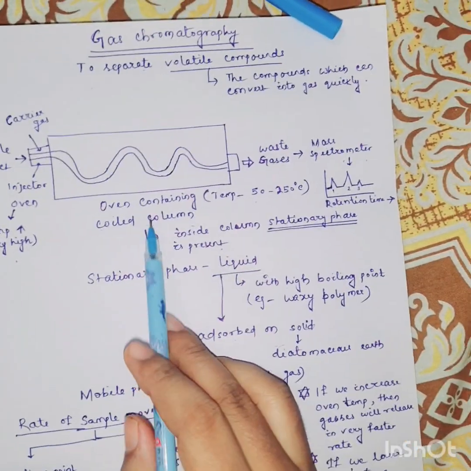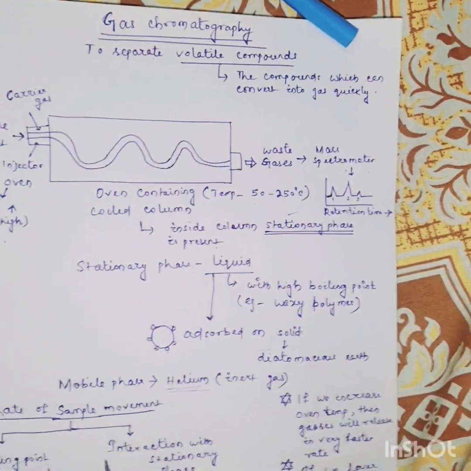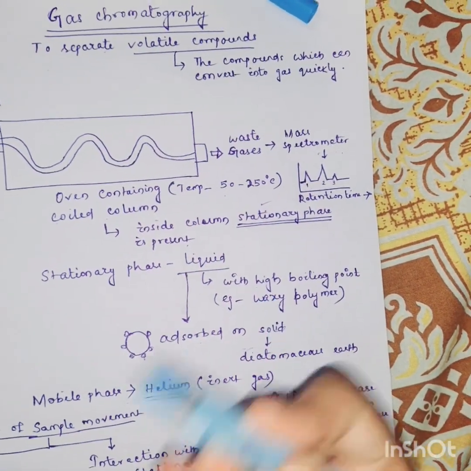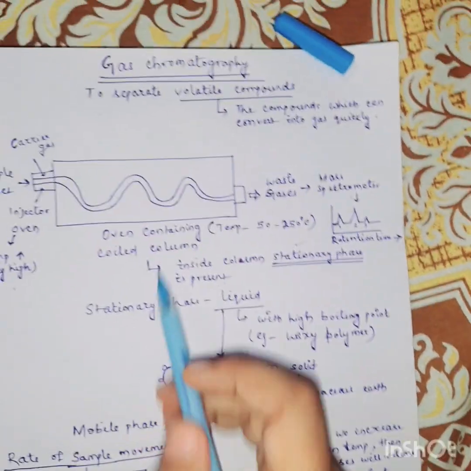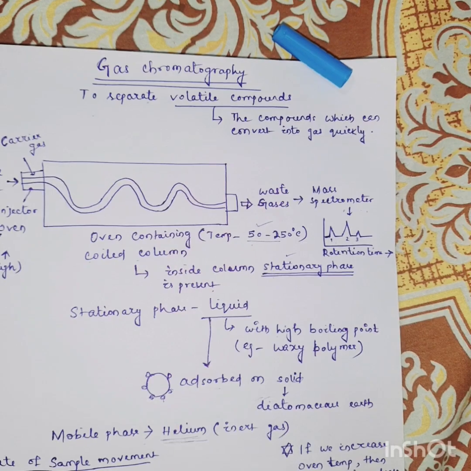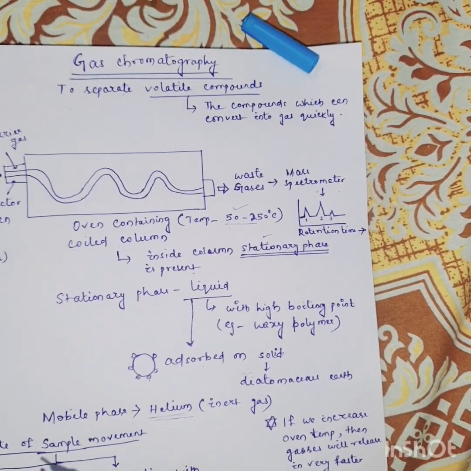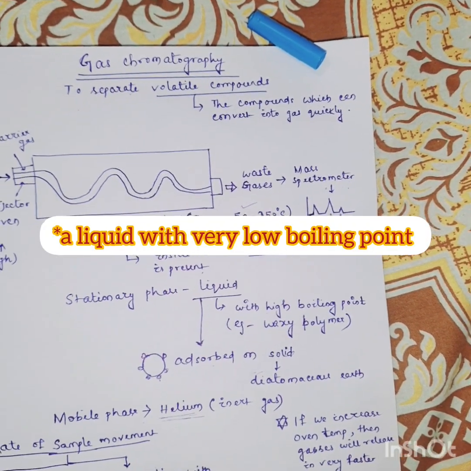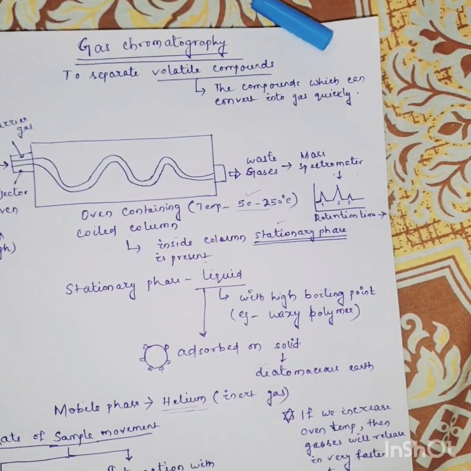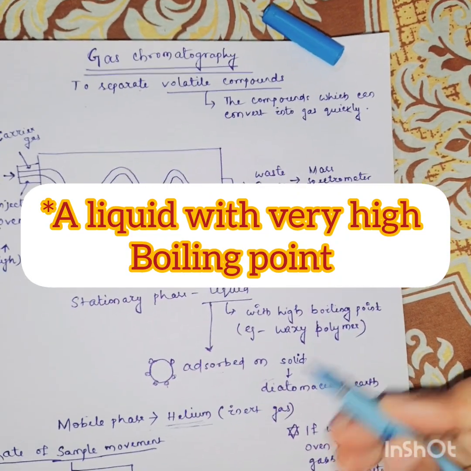So inside that coiled column our stationary phase is present. What is our stationary phase for gas chromatography? It is a liquid with a very high boiling point, because inside the oven the temperature varies between 50 to 250 degrees Celsius, which is very high. So we can't use a liquid with a very low boiling point, because it will convert into gas very quickly. So we use a liquid with a high boiling point.